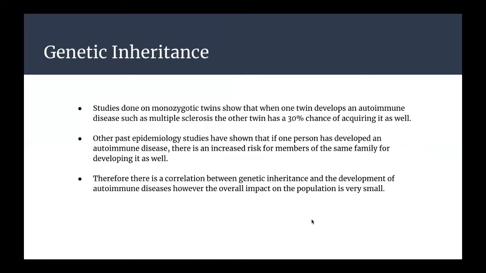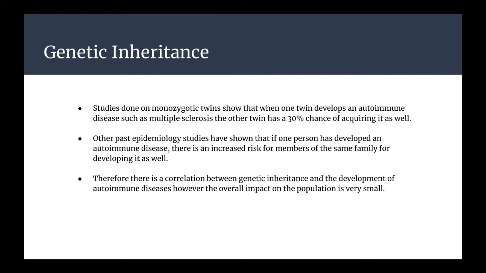Genetic inheritance. Part of the path to understanding the genetic influence of autoimmunity was to analyze genetic inheritance. In the past, epidemiologists have studied monozygotic twins, in which results showed that when one twin develops an autoimmune disease, such as multiple sclerosis, the other twin has a 30% chance of acquiring it as well. Furthermore, other studies have shown that if one person has developed an autoimmune disease, there's an increased risk for members of the same family for developing it as well.